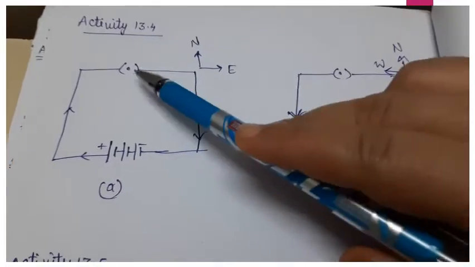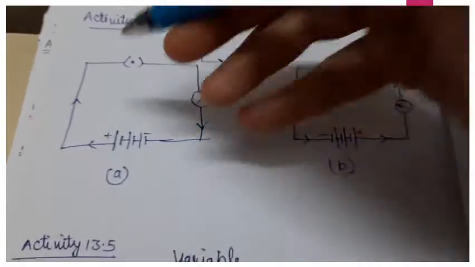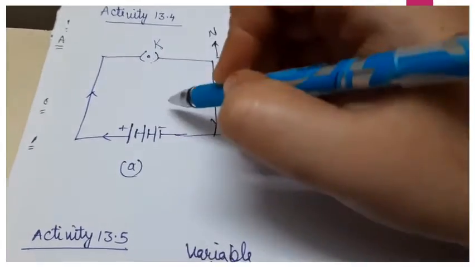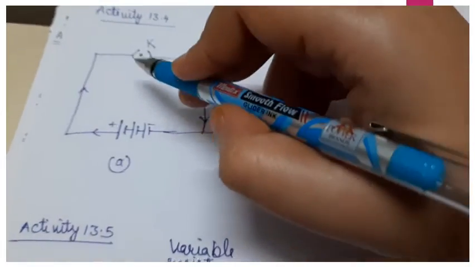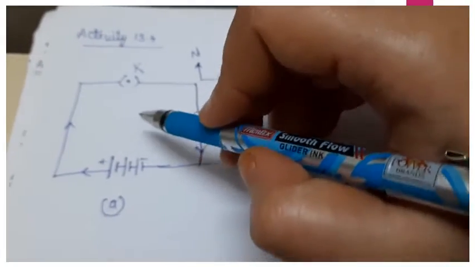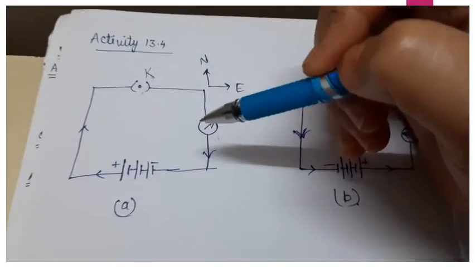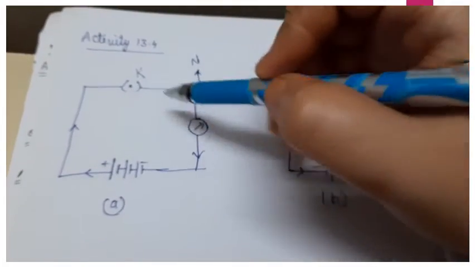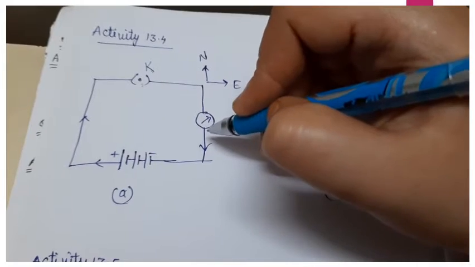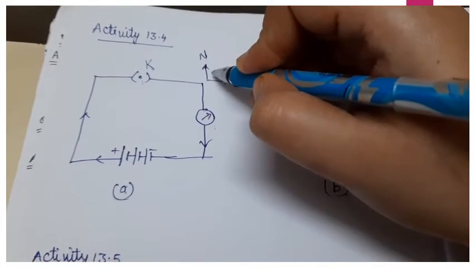When you do not insert the key, a key acts like a switch. When you insert the key, the circuit is switched on and current starts to flow. When you remove the key, the circuit gets switched off and current does not flow anymore. So when we are not inserting the key, meaning the circuit is not working and current is not flowing, the compass will automatically point to the north direction.